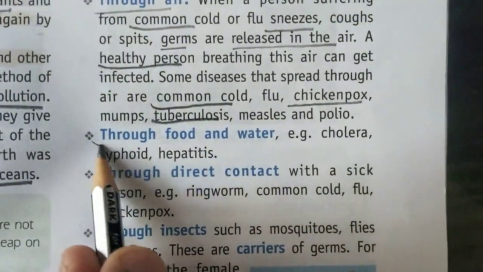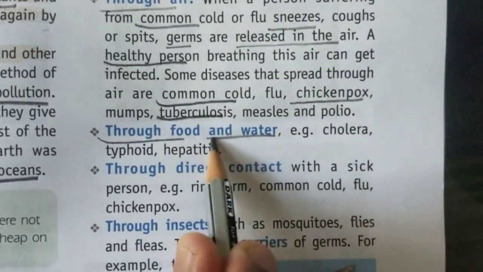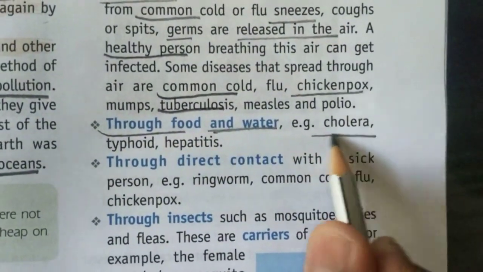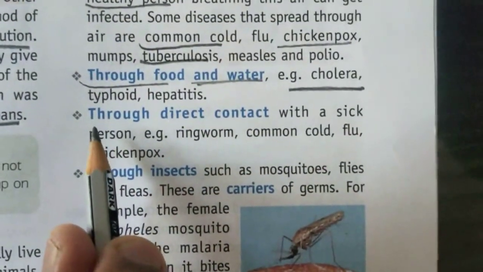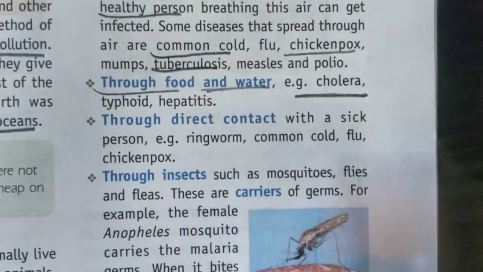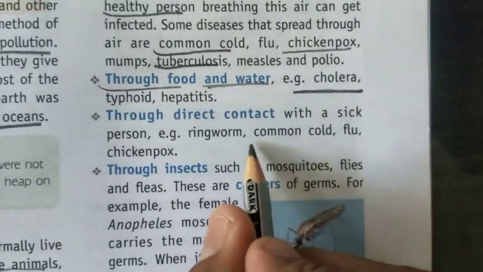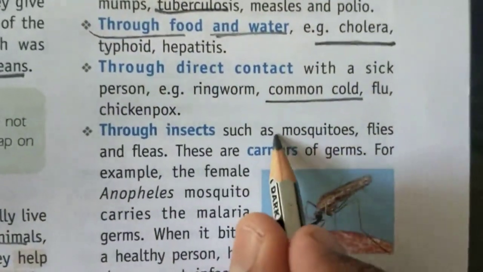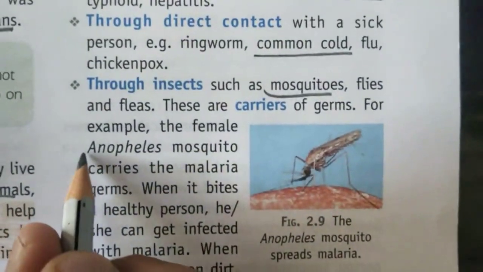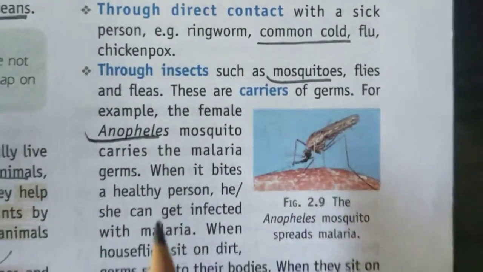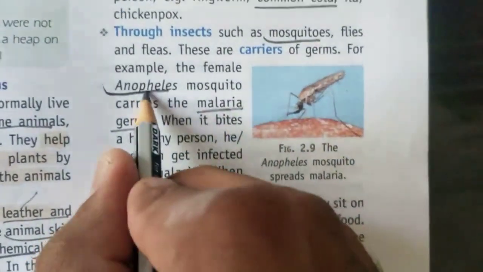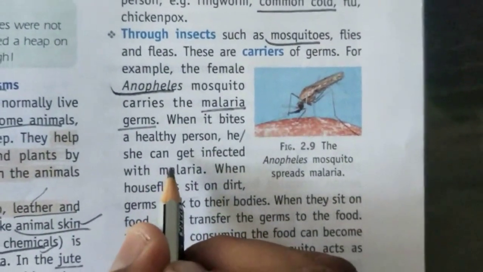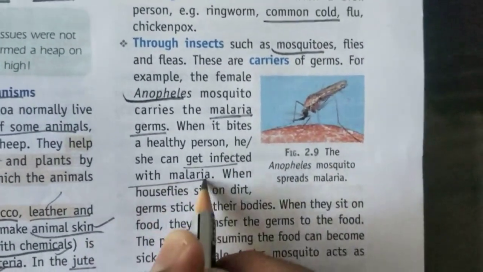Through food also germs enter our body, and through water also germs enter our body. A person who gets the disease cholera will get loose motions. And when an infected person touches a healthy person, the healthy person will also get the disease, like common cold. Some diseases are spread by mosquitoes. For example, a female mosquito called Anopheles carries the malaria germs. When this Anopheles bites a healthy person or an infected person, she takes the malaria germs with her.